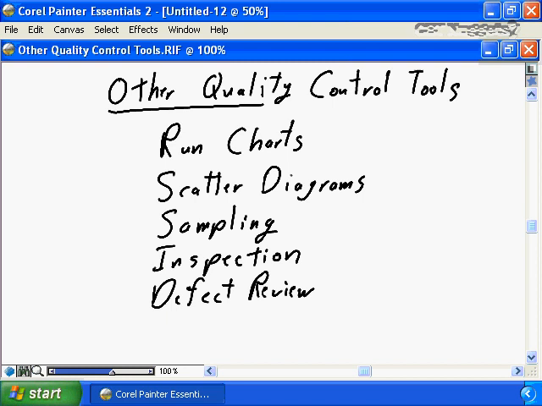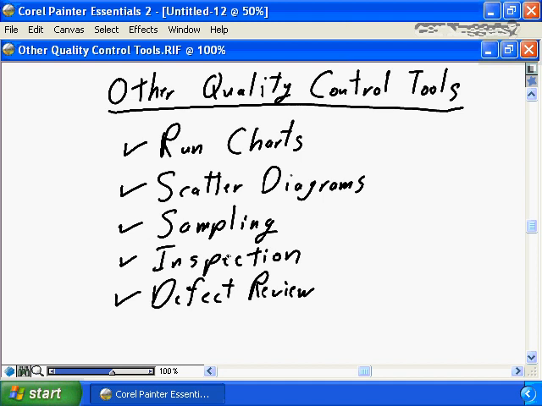There are many other quality control tools that are appropriate for use on projects, and I'm including them here in this nugget to ensure you're aware of all of the terms as they may appear on the PMBOK guide tests, your PMP certification test. Other quality control tools may be run charts, scatter diagrams, sampling, inspections, defect reviews. So again, be aware of these other terms.